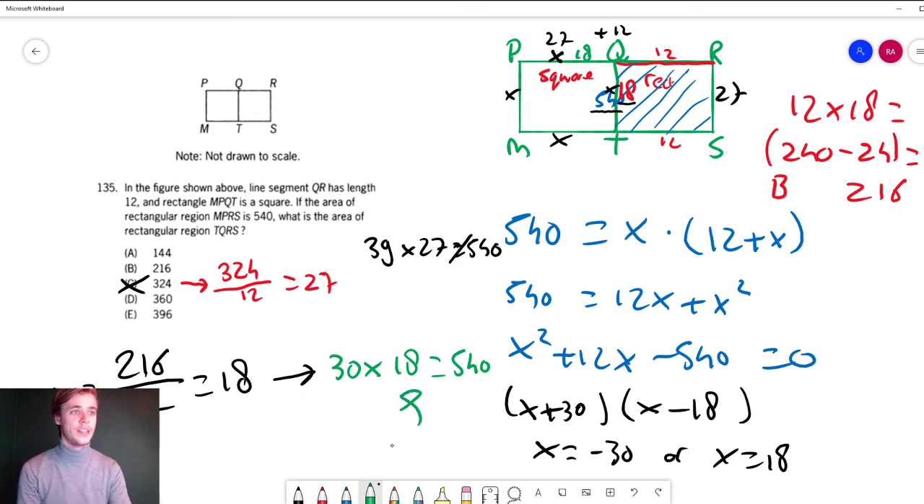So answer B with working backwards is also possible. So two ways to solve this question. Not an easy question.